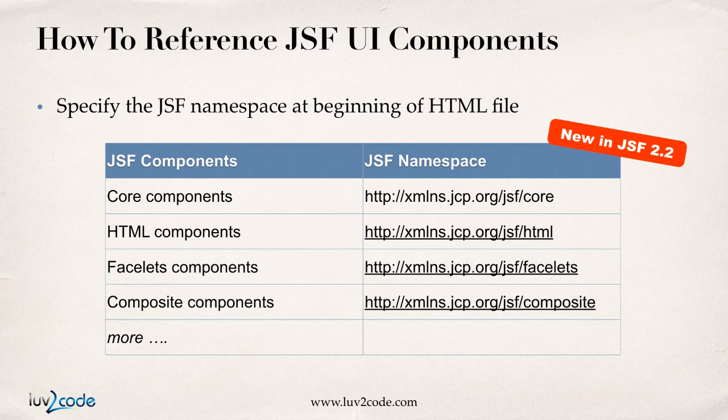So anyway, here's a list of the URIs, the namespaces here for the core components, HTML components, facelets, and composites. Don't worry, we'll cover all this information later in the course, but I at least wanted to give you a list of those since they're new in JSF 2.2.